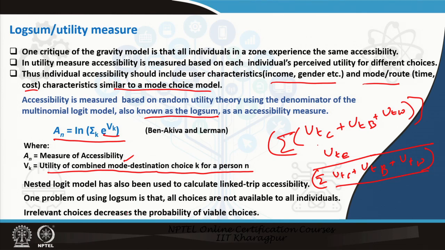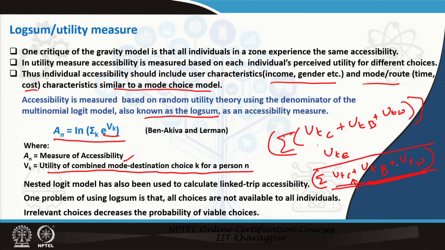And one problem of using log sum is that all choices are not available to all individuals, and irrelevant choices decrease the probability of viable choices. So that means even though we are dividing by all modes in the log sum, probably one person may not have access to a car. Why? Because he doesn't have a car. He has access only to bus and walking. So for him this measure will probably give wrong results.